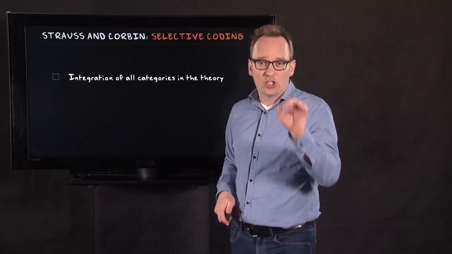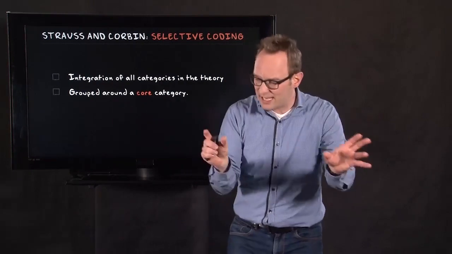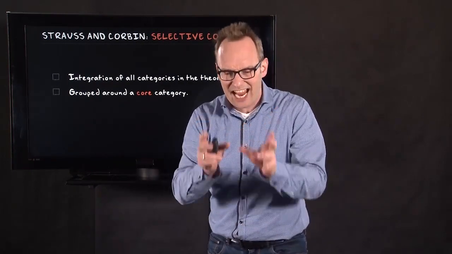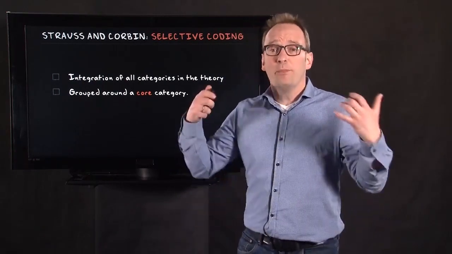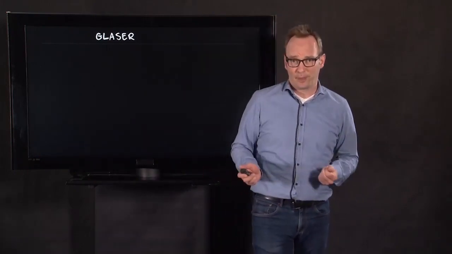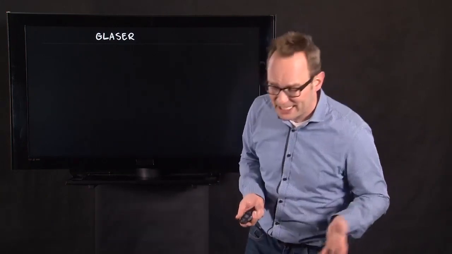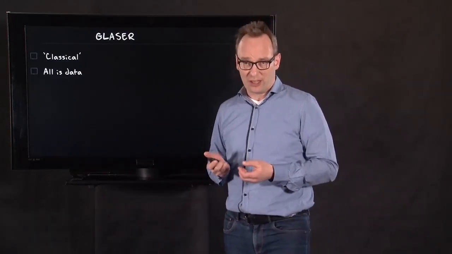You select a certain core category. You try to integrate all your categories, relate and link them to each other and say, well, it's actually about this. And then this core category becomes the storyline of your theory. Now, the second version of grounded theory is the version by Barney Glaser. Glaser was pretty angry in the late 1980s, and sometimes he still is, about new forms or other forms of grounded theory, and he calls his form of grounded theory classical grounded theory.